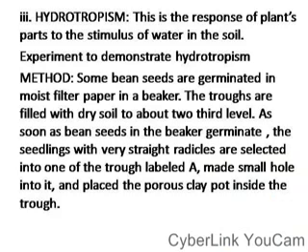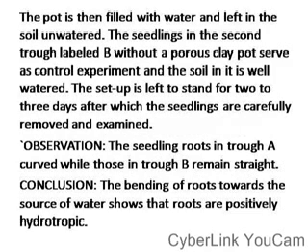As soon as the bean seeds in the beaker germinate, seedlings with very straight radicles are selected and put into one of the troughs labeled A. A small hole is made in it and a porous clay pot is placed inside the trough. The pot is then filled with water and left in the soil that is unwatered.